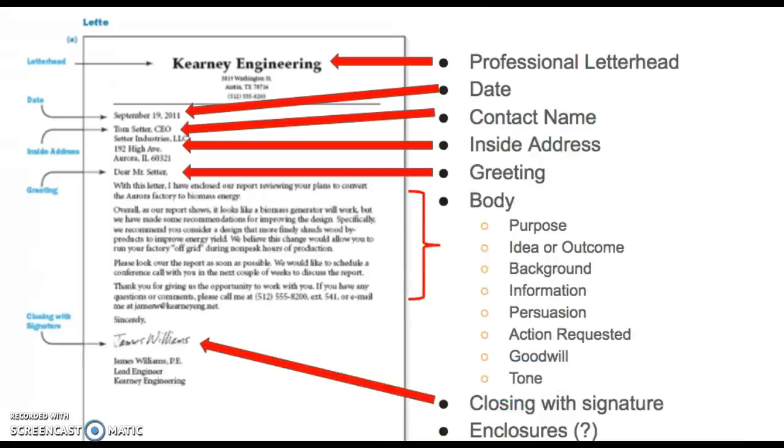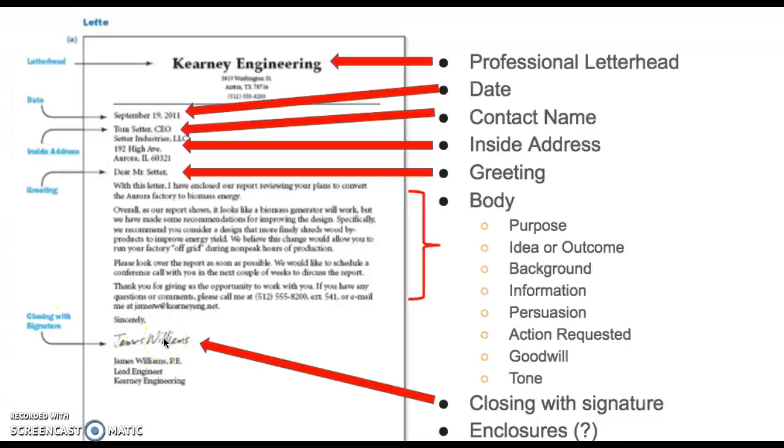A few more things to pay attention to with the formal letter genre. Again, you have your professional letterhead, and then you have a series of what I call moves throughout the letter. So for example, you should have the date, the contact name of the person that you are writing, and that person's inside address. The greeting, the body of the letter, and of course there are several different parts to the body. And then the closing with a signature.